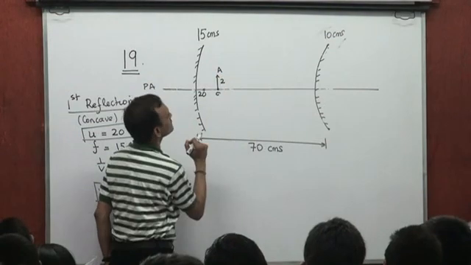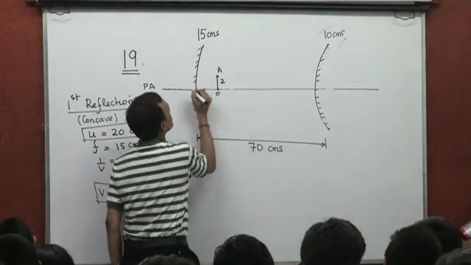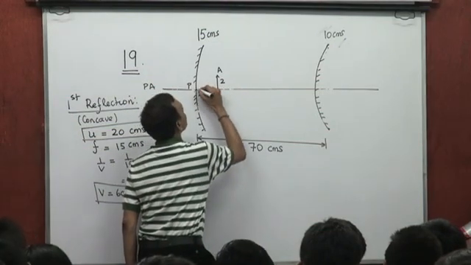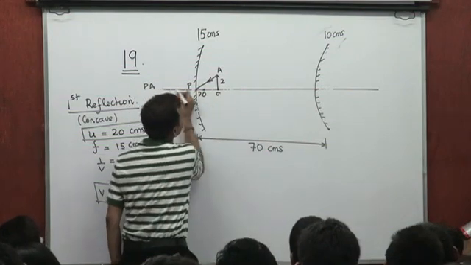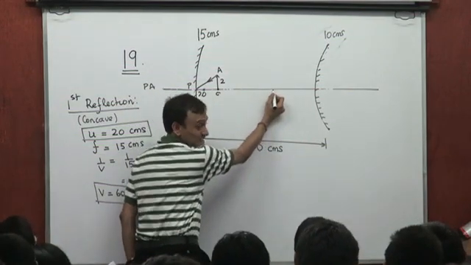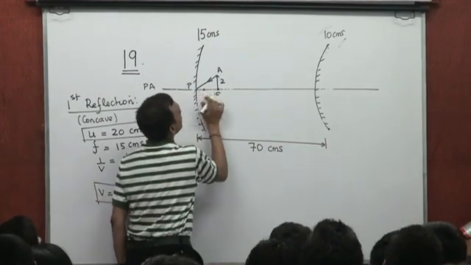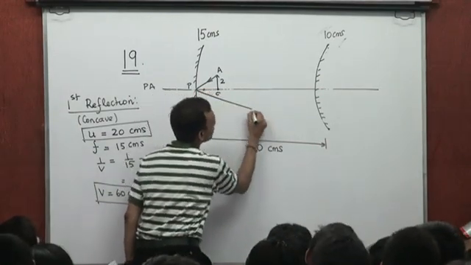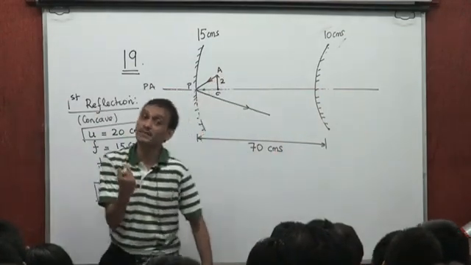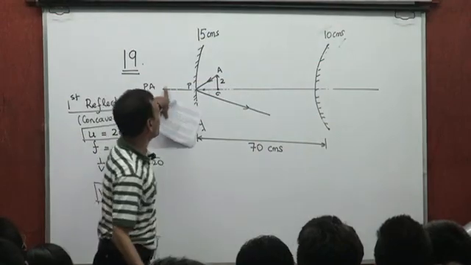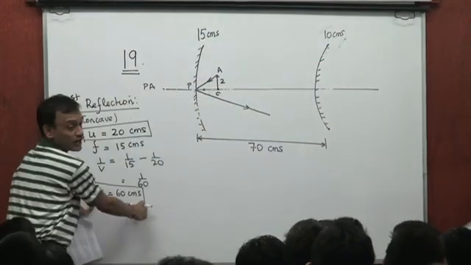Now, as far as A is concerned, you just take a sample ray. Suppose this is the pole of the mirror. You take a ray like this, right? Then at P, since this line passes through the center of curvature, this is a normal to the concave mirror at P. So reflection occurs this way. So this is one reflected ray from A. The image of A must lie on all reflected rays, so the image of A must lie on this reflected ray. And at what distance? 60 centimeters.